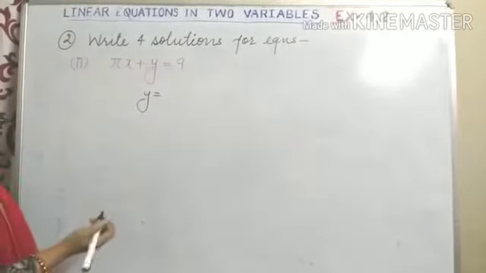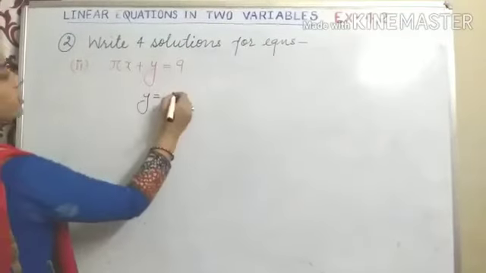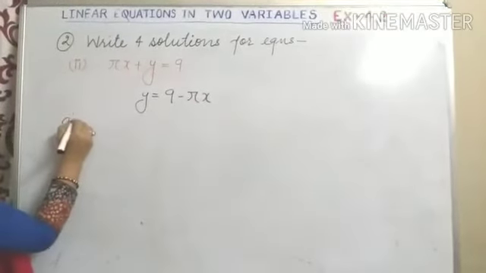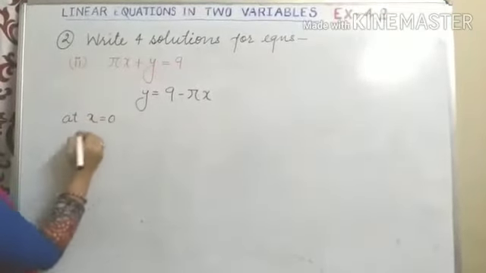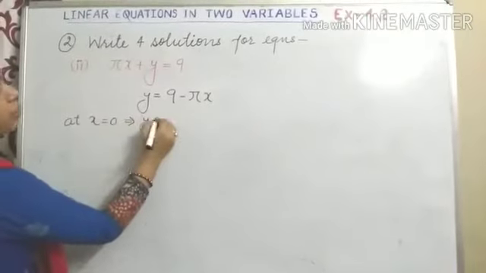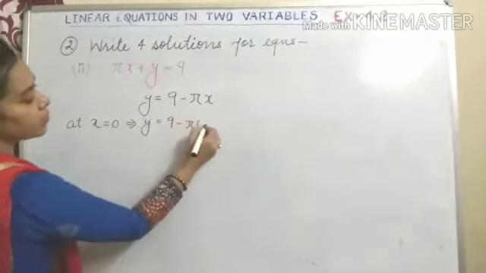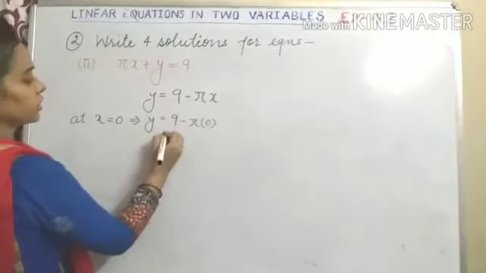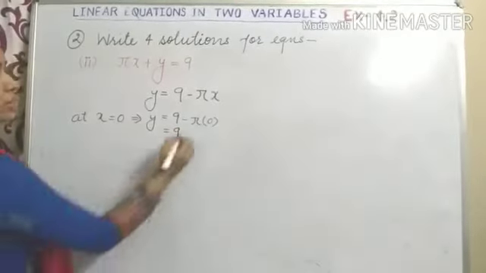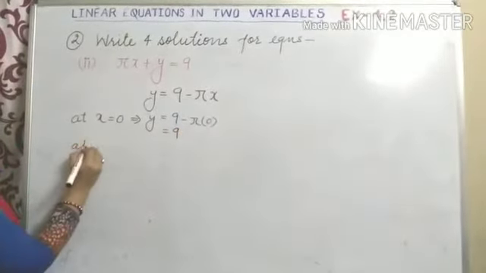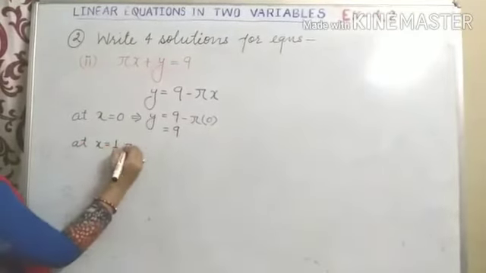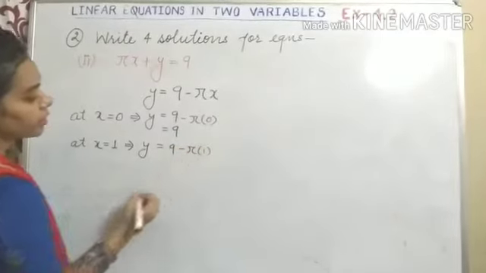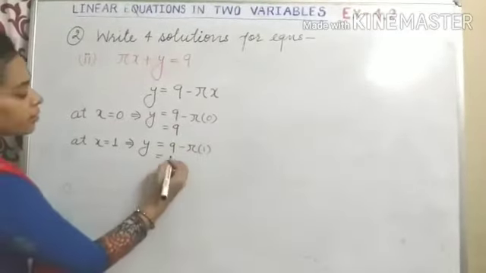First, same thing, we put all the things to the right side: y equals 9 minus pi x. Then we will put different values. X equal to 0 implies y equal to 9 minus pi times 0, and we know that anything multiplied by 0 is always 0. Therefore, we are left with only 9. Then at x equal to 1, y is equal to 9 minus pi times 1. Pi times 1 will become pi.